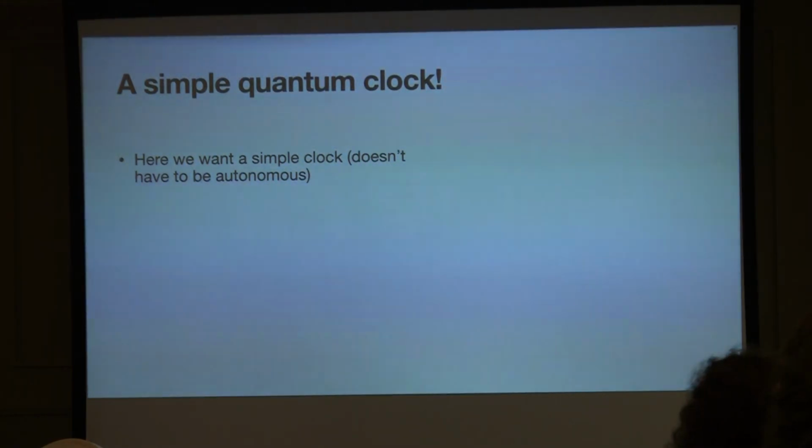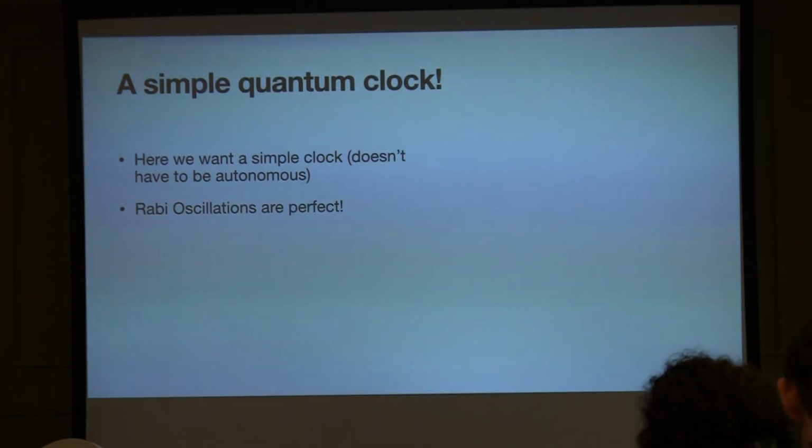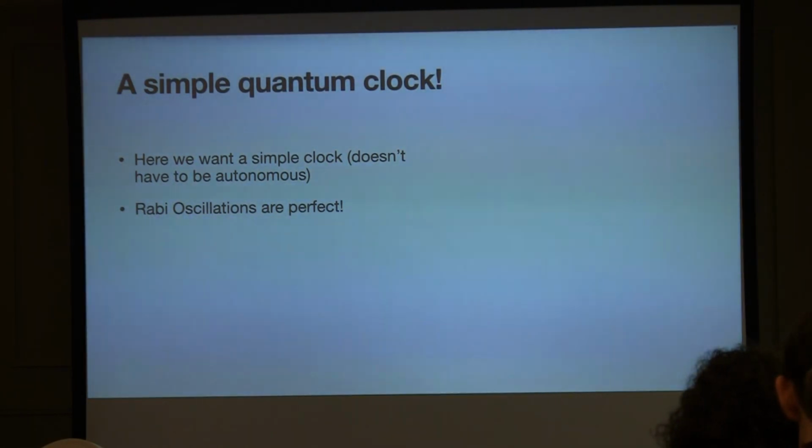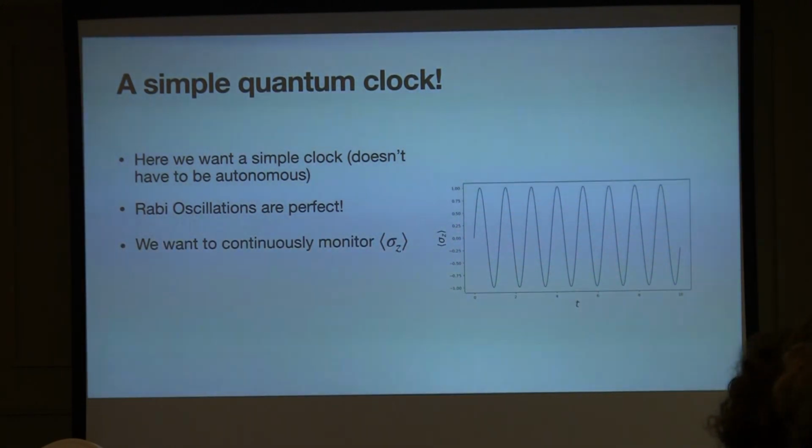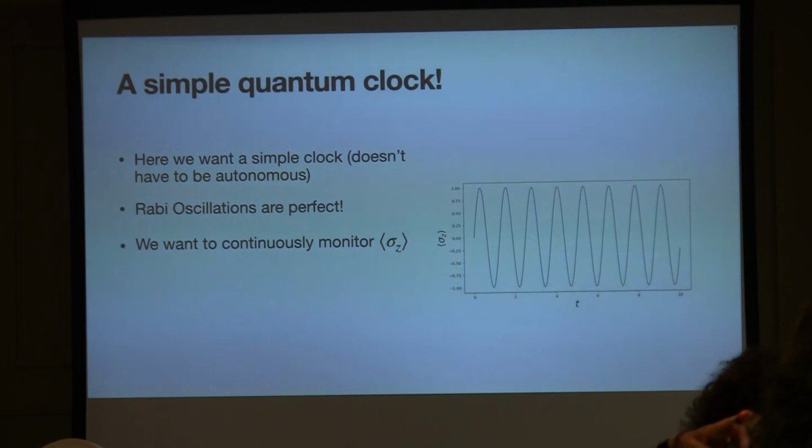So how do we go about building a simple quantum clock? Like I said, this one doesn't have to be autonomous. If you just think about the first thing you do in graduate level quantum mechanics, which is study Rabi oscillations, you have some qubit that's spinning around the Bloch sphere, going from the excited state to the ground state. As a function of time, it's just going to go up and down between the excited and the ground state. What we want to do in this system is continuously monitor the state as it goes from the excited to the ground state. So we want to continuously monitor the expectation value of sigma z.